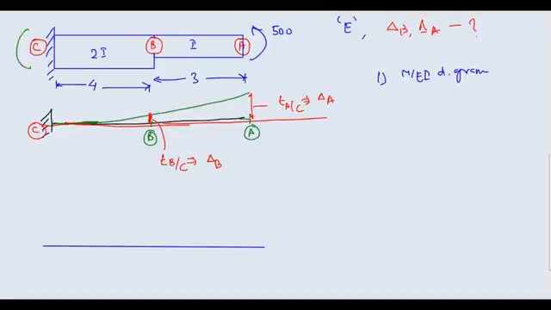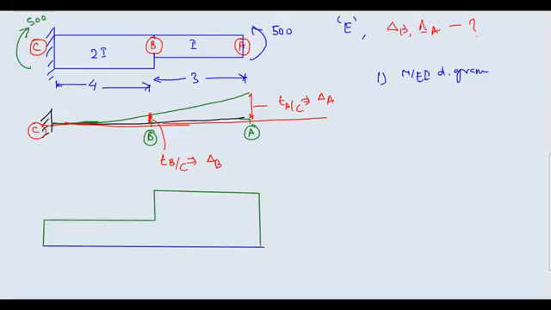You will only get one moment here, equal to 500. Is it okay? Equal to 500. Now in all the sections there is a constant moment M of 500. So in this section you will be having M by 2EI, like this, and from here you will be having M by EI. I think you are able to understand.